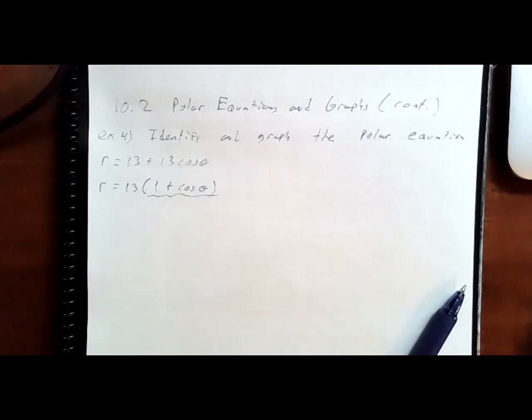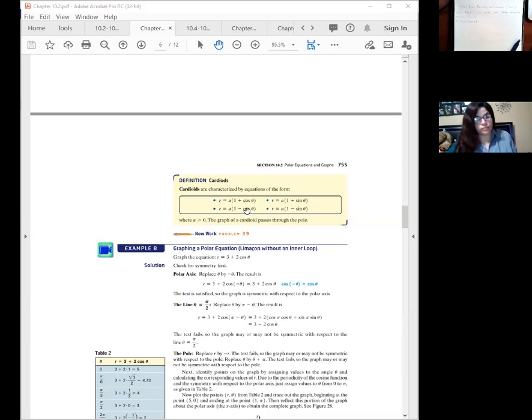Let me find the formulas you're gonna need. Where is it? Here it is. So on the notebook notes that I sent you, on page 6 or 7, I think, you see these definitions of cardioids. So if it looks like 1 plus cosine, 1 minus sine with the number in front, that number can be 1. It just can't be 0, obviously. But we have a 13 in front, for our A.